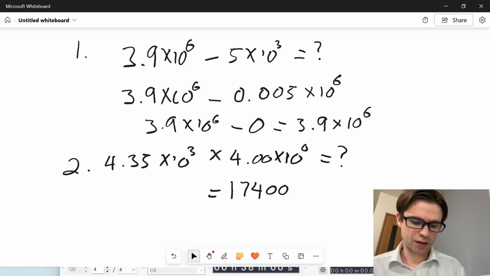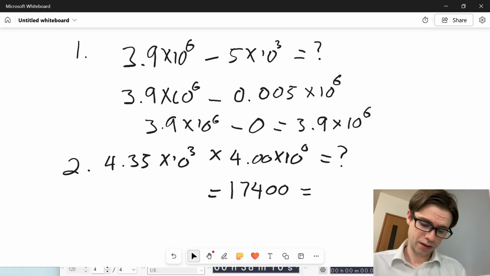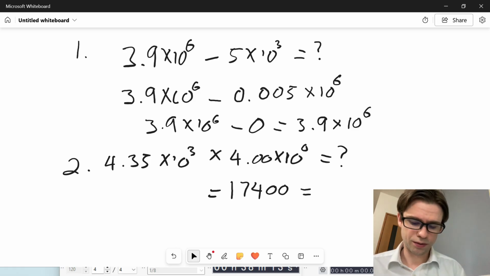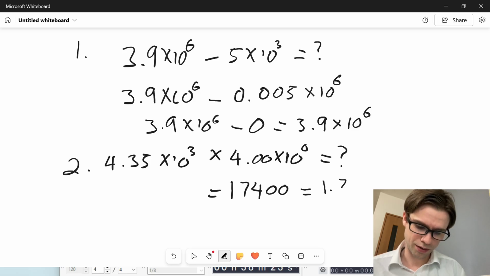Both of my inputs have 3 significant figures. So my answer here also should have, and it already does, the two ending zeros with no decimal are insignificant, so 1, 7 and 4. That's fine, but I'd like to write this in scientific notation, so this will be 1.74 times 10 to the 4: 1, 2, 3, 4.